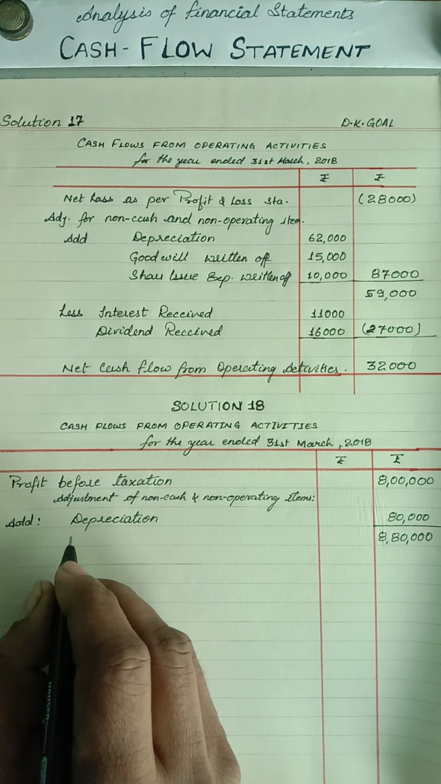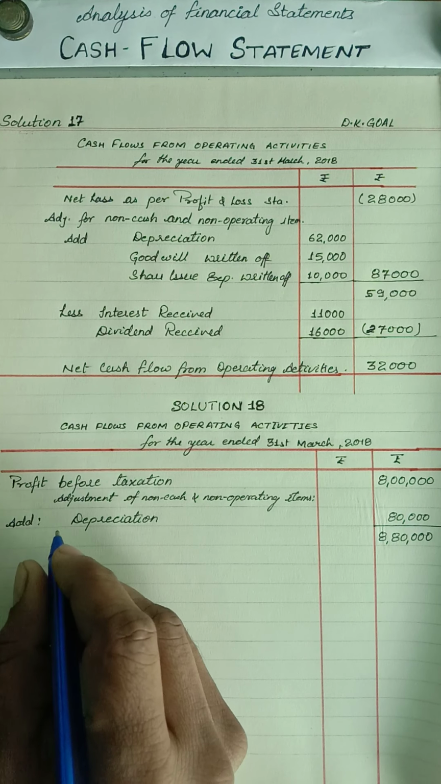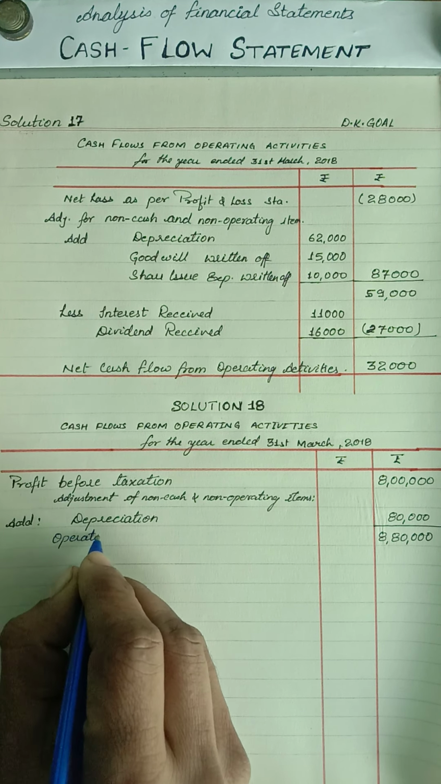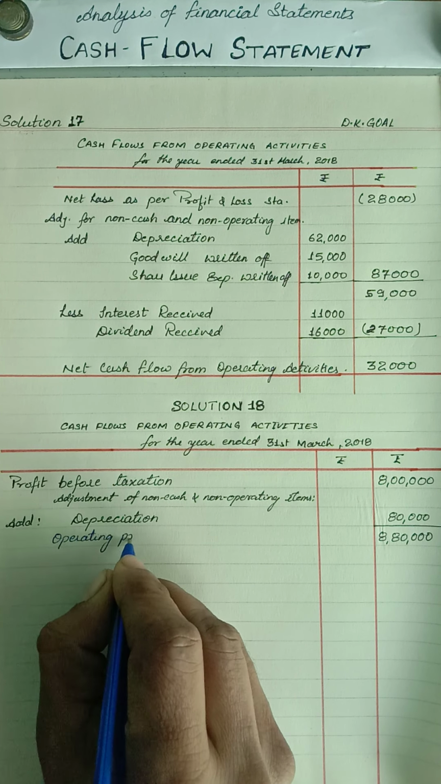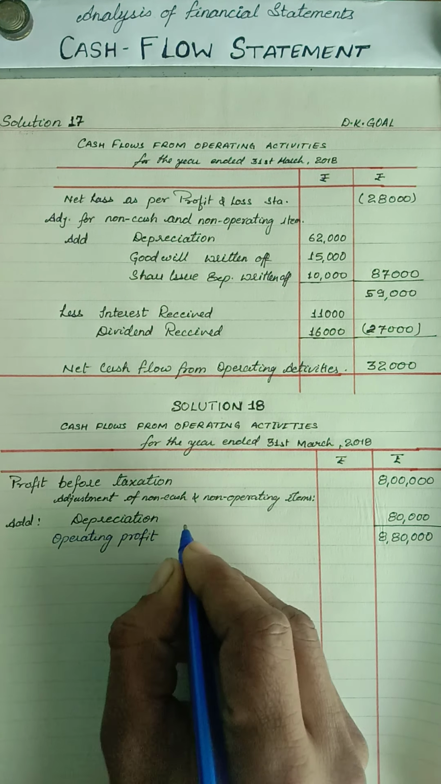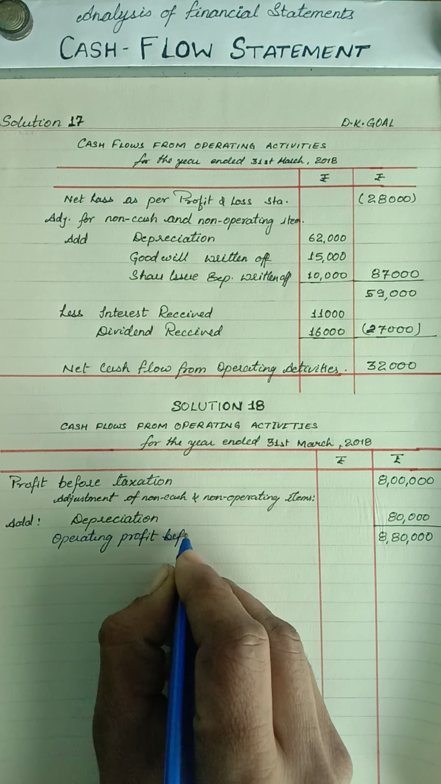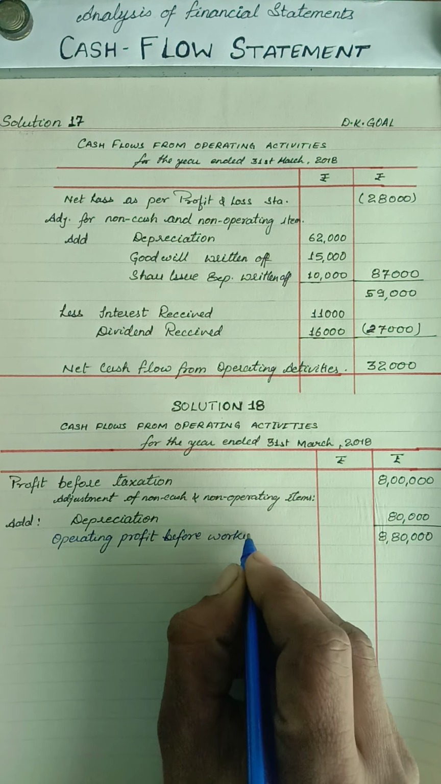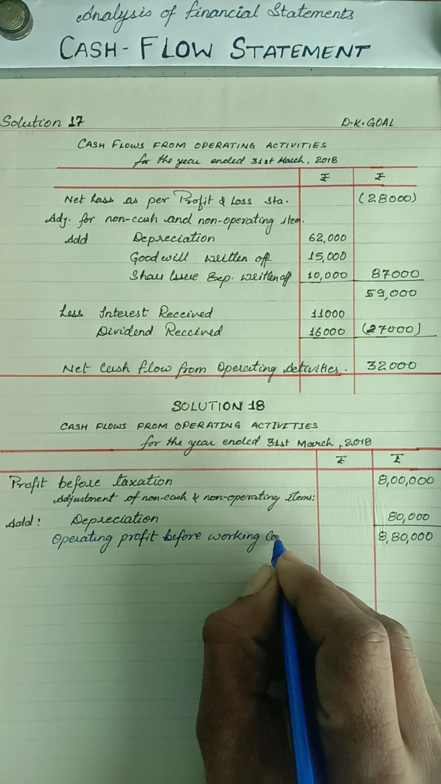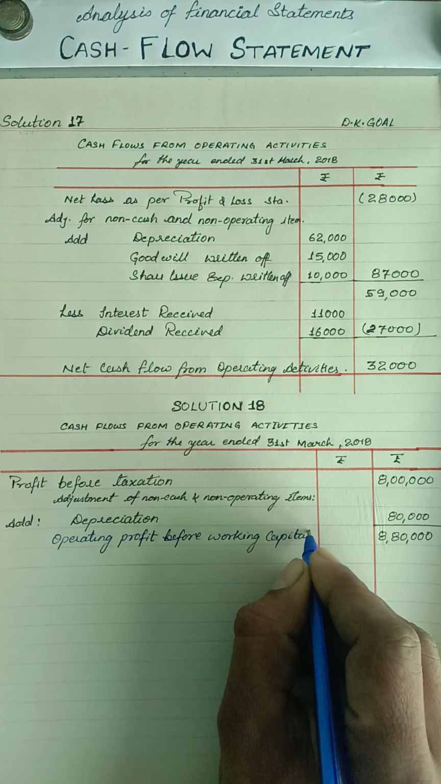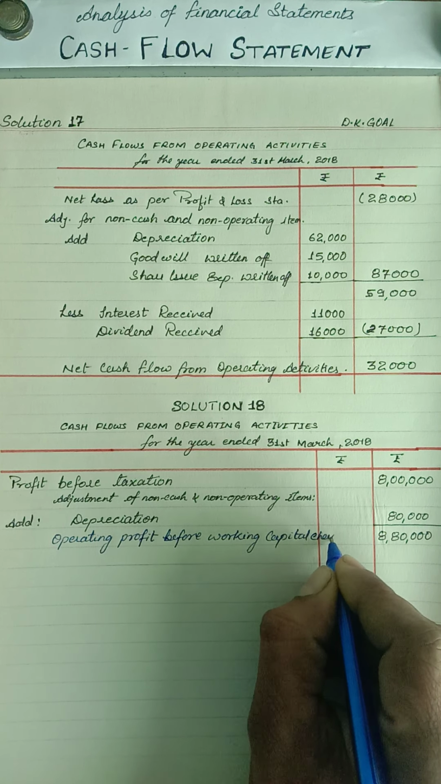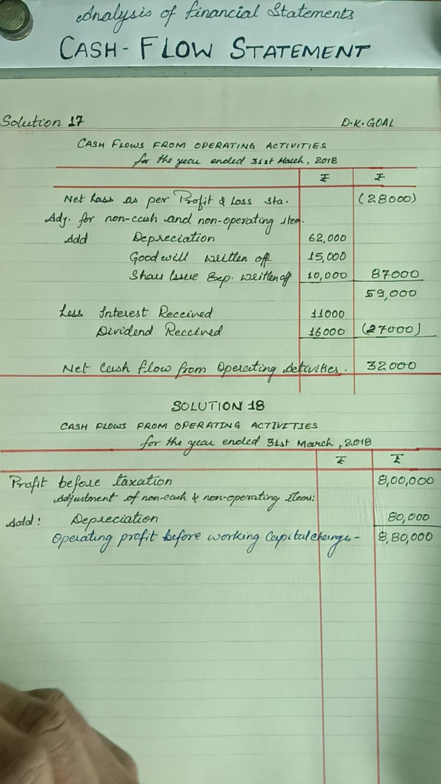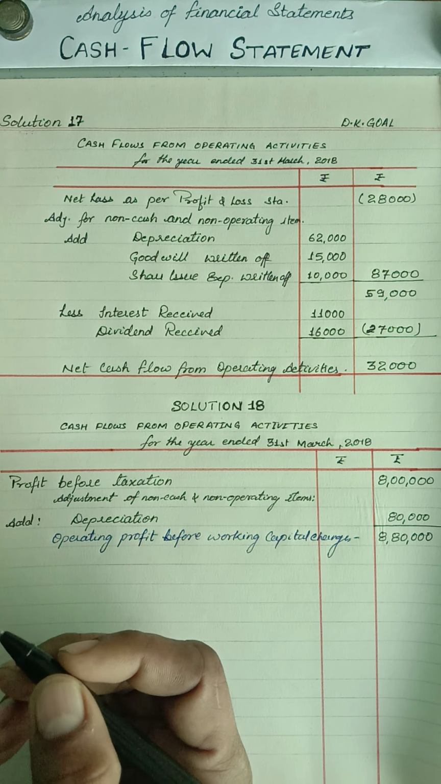So I am going to write it with a blue pen. It is your operating profit before working capital changes. Now after this we have to add the decrease in current assets and the increase in current liabilities.